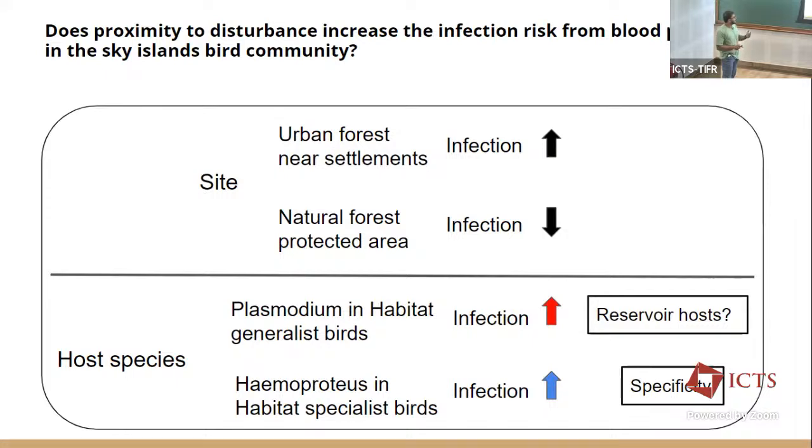And as the case from Hawaii is well known, that where we have generalist birds and generalist parasites, they tend to have more transmission and infection levels higher. So it could be possible that Plasmodium is more in habitat generalist birds and Haemoproteus could be more in habitat specialist birds, because there they find a very tight association.